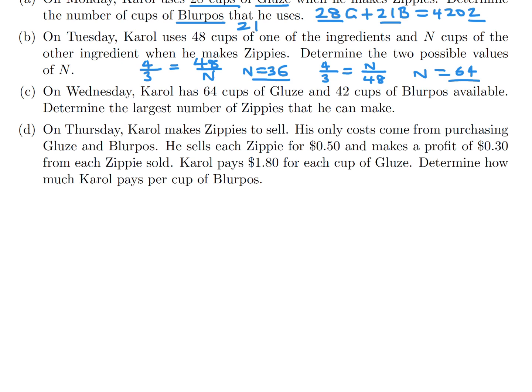On Wednesday, Carol uses 64 cups of glues and 42 cups of blurpos. Determine the largest number of zippies that he can make. So, again, 4 to 3. Let's see if 64 is the G, and let's see what B is. If we do this, B is 48. But that's not possible because he only has 42 cups of B. So that is incorrect. So let's try the other one.